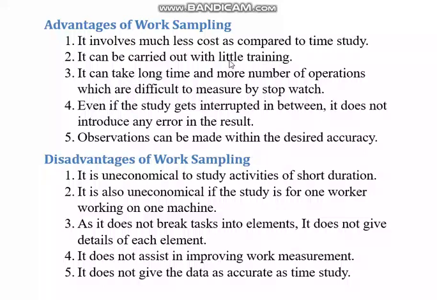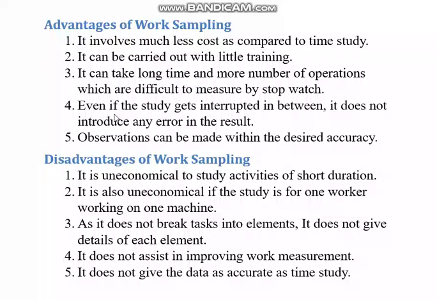Whereas for stopwatch time study, you need training. Okay, you have to train that person. Training that person means what? You are spending money for it. Okay. Then the third advantage of work sampling is it can handle a long time and a large number of operations which are difficult to measure by stopwatch. You see, this is more like a disadvantage of stopwatch. If long duration activities are there, then stopwatch becomes uneconomical and difficult to measure. See that as an advantage of work sampling they are showing here.